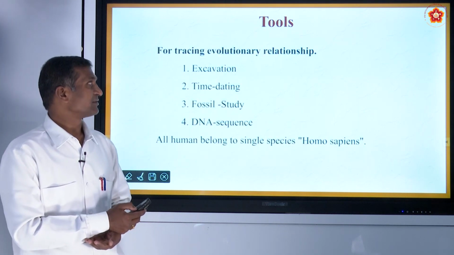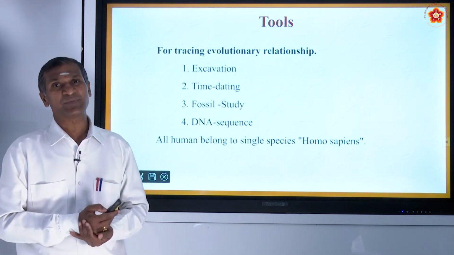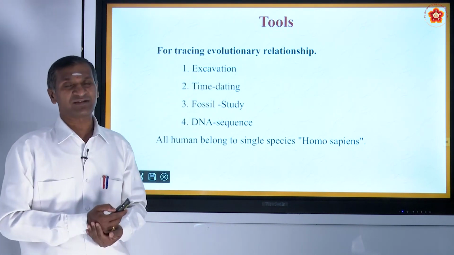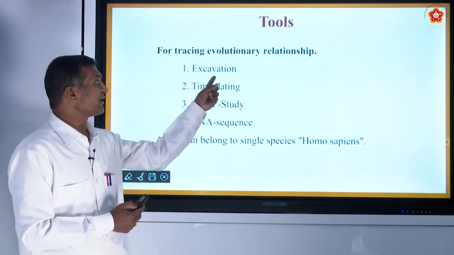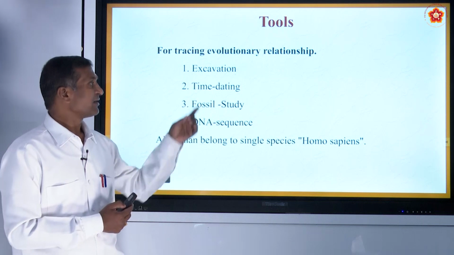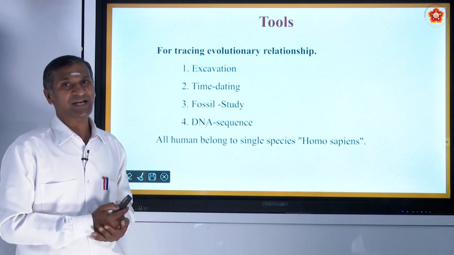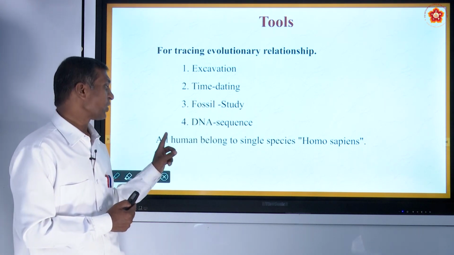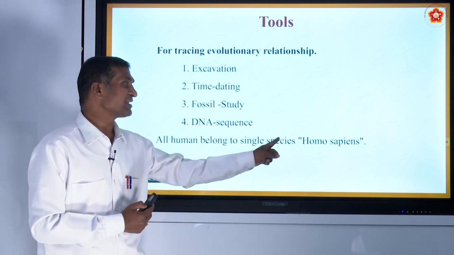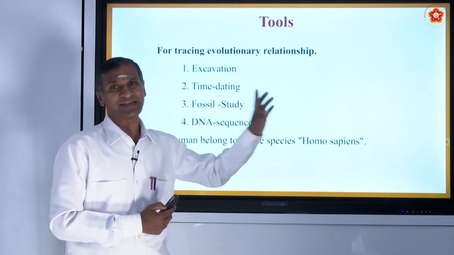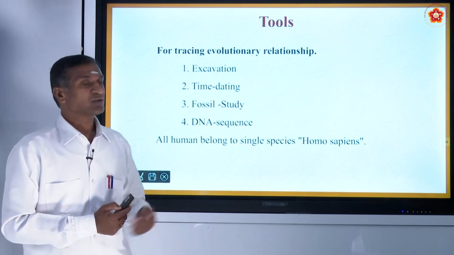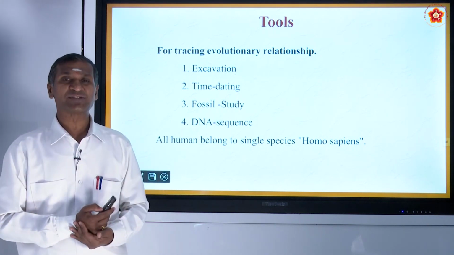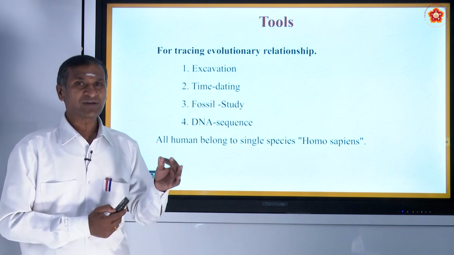Now, the tools for tracing evolutionary relationships are excavation, time dating, where we have radioactive time dating, fossil study, and DNA sequence. With the help of all these tools, we come to know that all human beings belong to a single species called Homo sapiens.